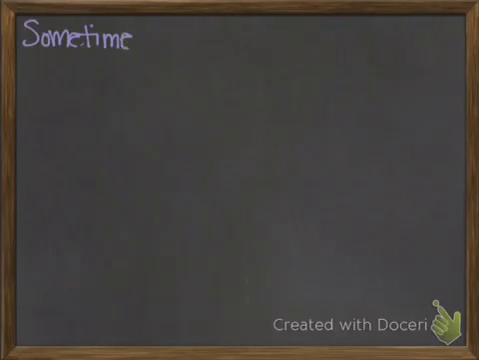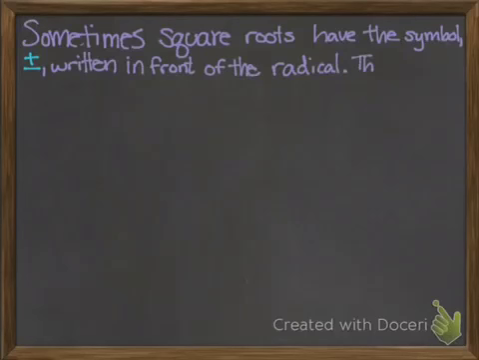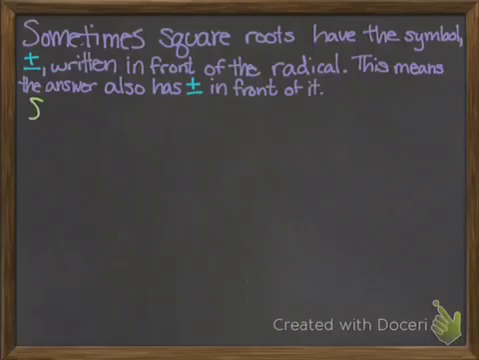Okay, so sometimes we see radicals with a weird looking symbol. You might have seen it before in front of it. It's called plus minus, which is literally a plus sign above a minus sign. And when we see that written in front of a radical, it means it could either be positive or negative. So when we go to write our answer, it's also going to have the plus minus in front of it.